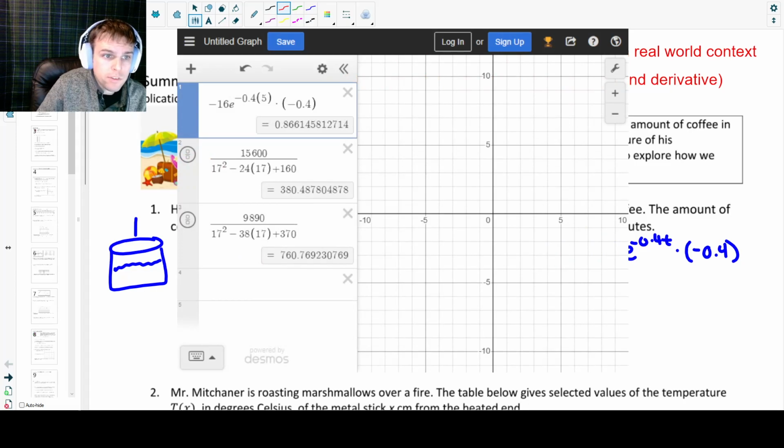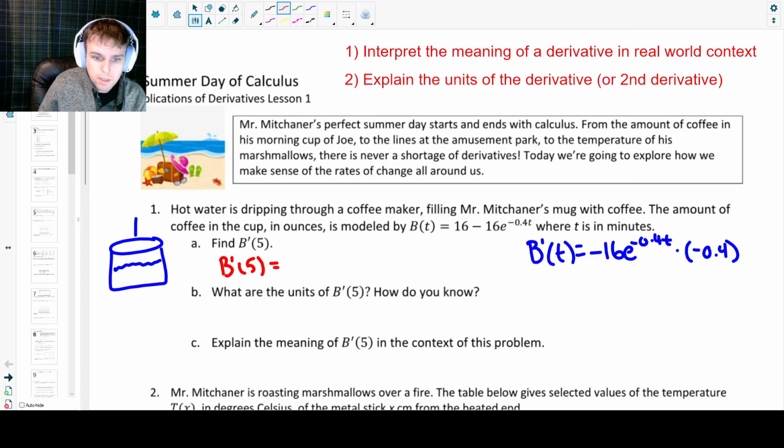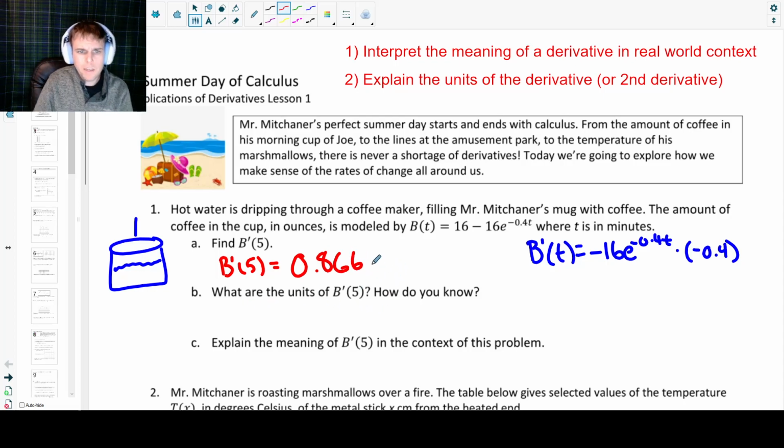As you can see here, we've got a value of 0.86614, a long decimal there. I'm going to round it to 3 decimal places for this example. So that is 0.866. Okay, so that is the value of b prime of 5. That is the output of our derivative function at 5.